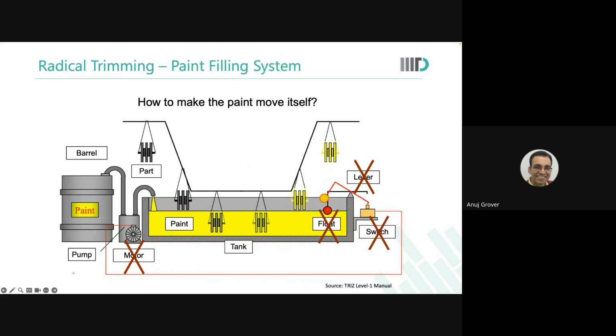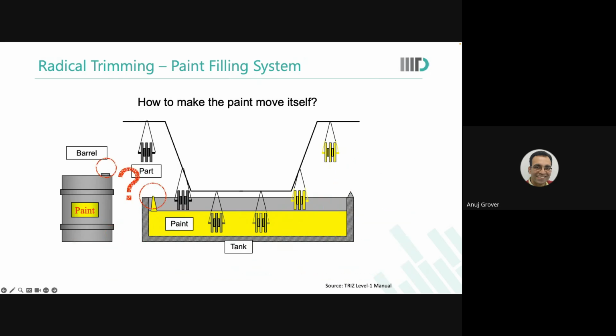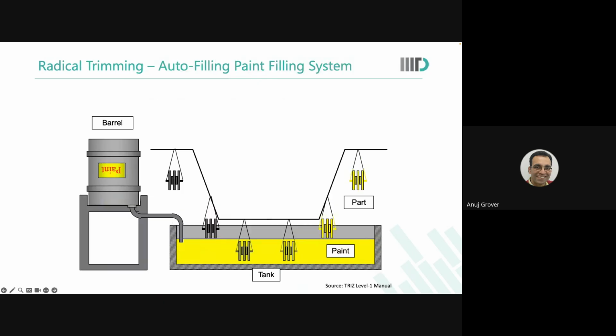So we have trimmed everything here. Now we have empty paint, the barrel and the tank. And this is the solution that you just showed. What happens now? There is a void up there. And as soon as the level of the paint reduces, more air can now go into the barrel. More air goes into the barrel, the paint will flow into the tank.